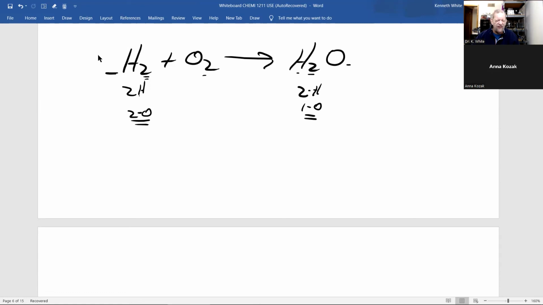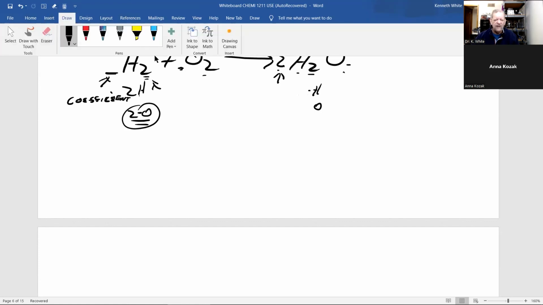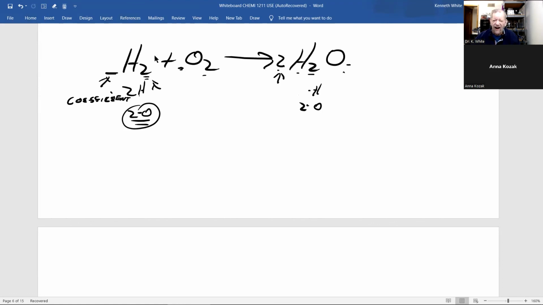Well, the number in front, and when there's no number, it's the number 1, is called the coefficient. And you cannot change the chemical formula, but you can change the coefficient. So if I have 2 oxygens here, how do I get 2 oxygens on the other side? I change the coefficient. Now 2 times 1, I now have 2 oxygen. But I have 2 times 2, I now have 4 hydrogen.